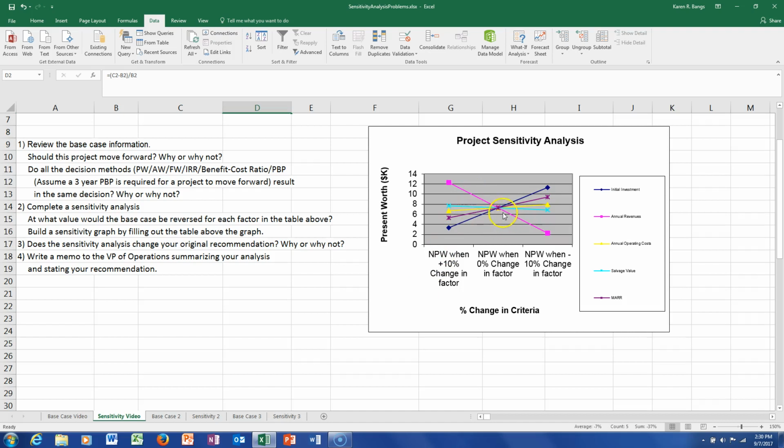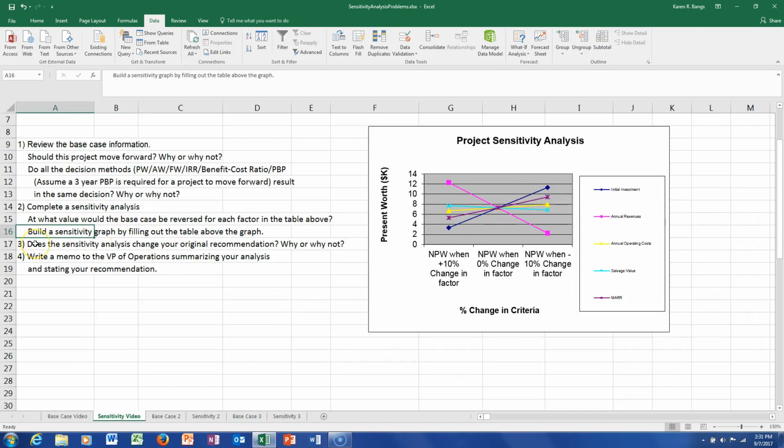And it makes sense that as annual revenues go down, get less, my net present value of the project also reduces. Just as it makes sense that as my initial investment drops, maybe I can negotiate better, maybe I find a cheaper piece of equipment or way of doing it, the net present value increases because I have less costs going into it. So that is the sensitivity graph right here.